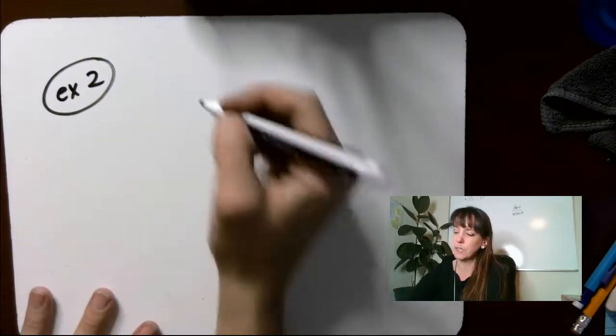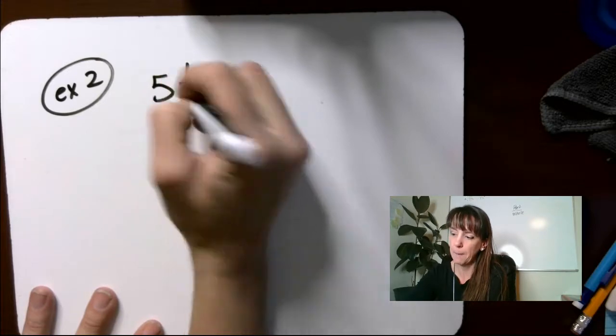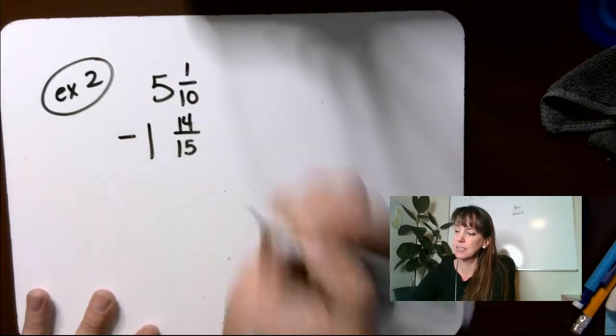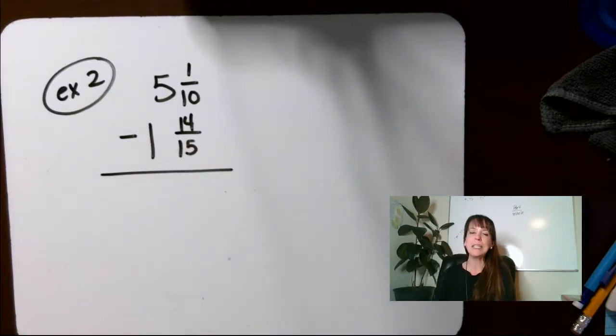All right, so let's do the next one. 5 and 1/10 minus 1 and 14/15. All right, guys, we've got to do our least common multiple.